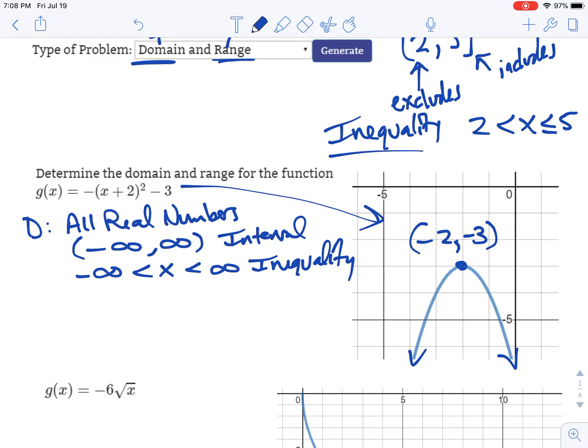That's how we do the domain. It's basically how wide your graph is. And the graph can go forever to the left and right. There's no restrictions on this one. It's just a quadratic. Everything will be allowed to plug into this.